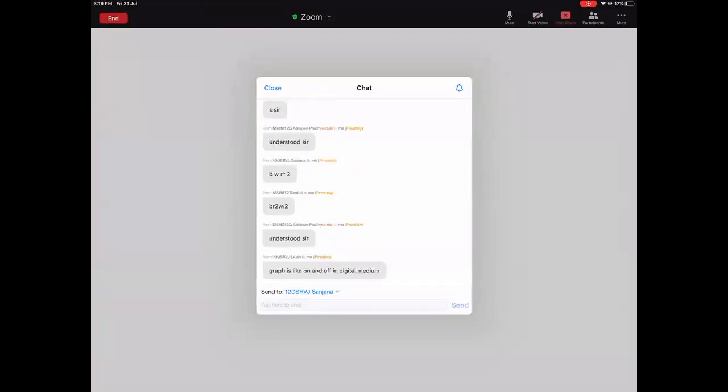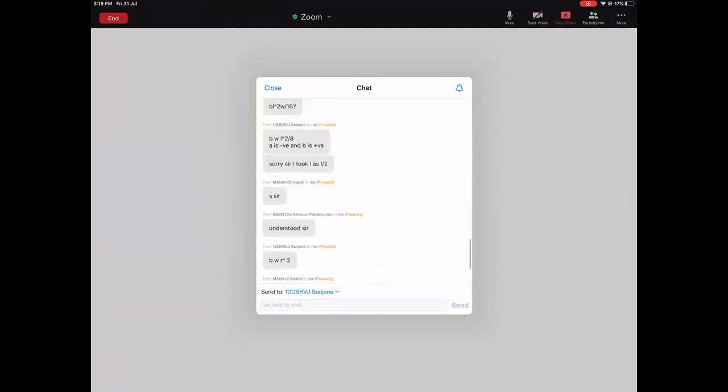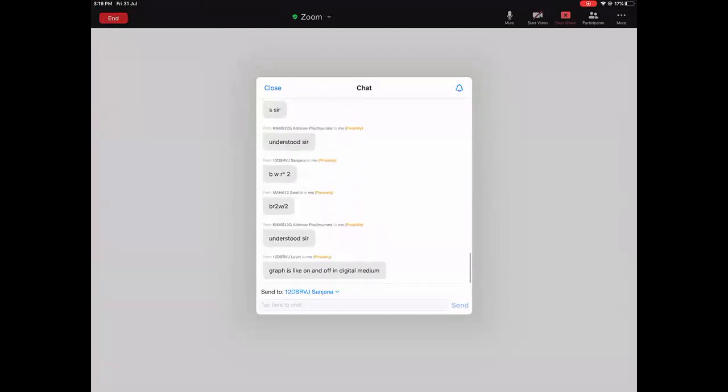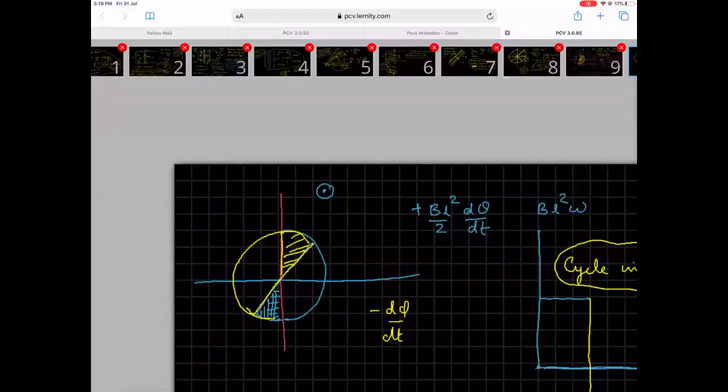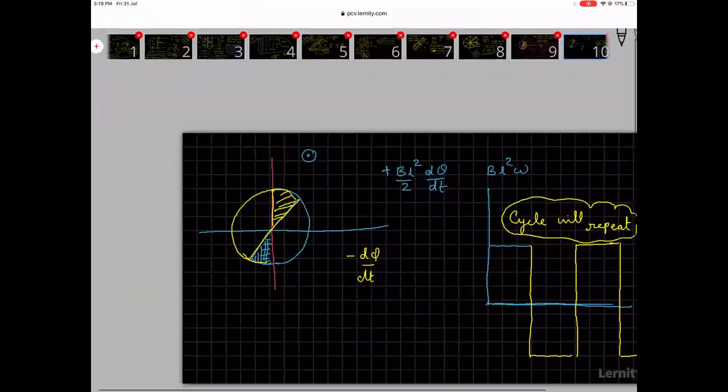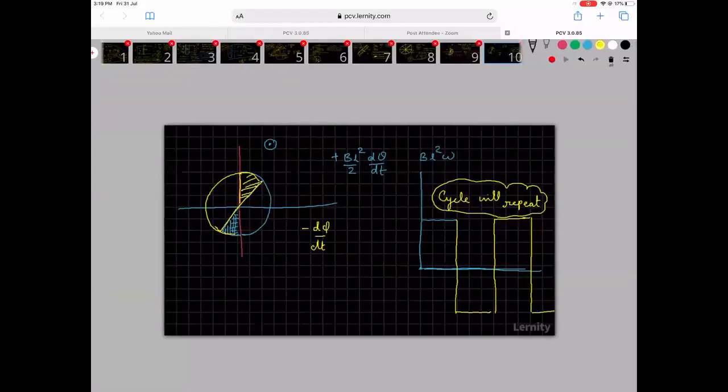So is this understood? Yeah, graph is like on off in digital medium. Okay.